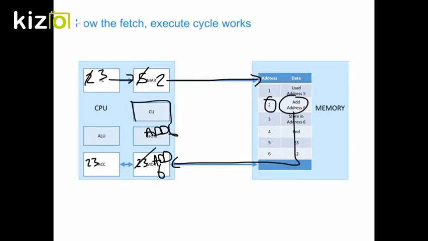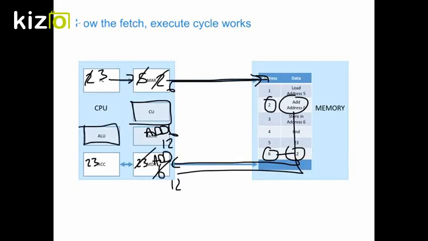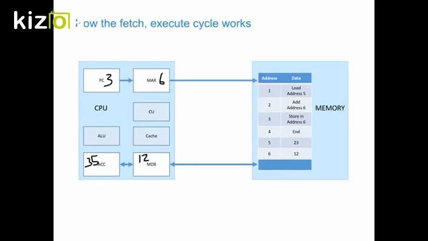The control unit then is going to pass address 6 to the memory address register, go and fetch what is in address 6, which in this case is the number 12. That's going to come down into our MDR and into our cache. So we're going to add 12 to 23. The arithmetic logic unit performs the calculation, so in this case we're going to get the answer 35, and the result is stored in the accumulator. So that's our second instruction fetched. We're now ready to move on to the third instruction.